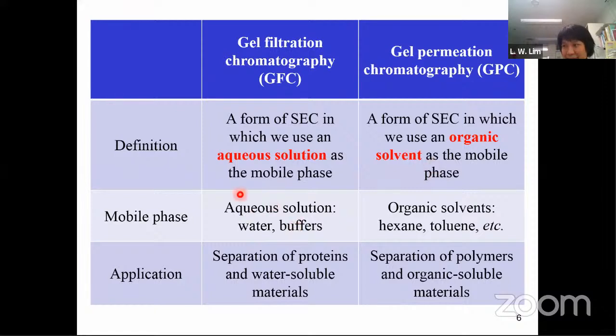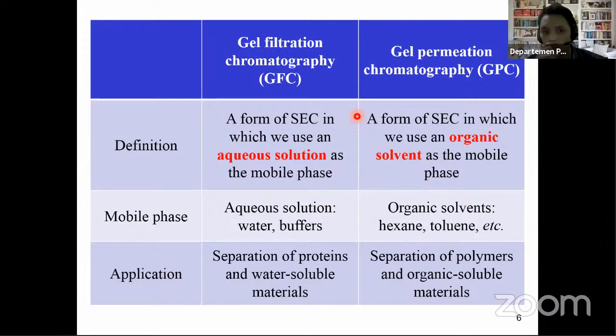As you can guess, with the aqueous solution we are able to separate proteins and water-soluble materials. With the other one, we are able to separate polymers. Most polymers do not dissolve in water because they are lipid-based, so they will dissolve in organic solvents. Usually, when we talk about gel permeation or gel filtration, the most common term we use is size exclusion.